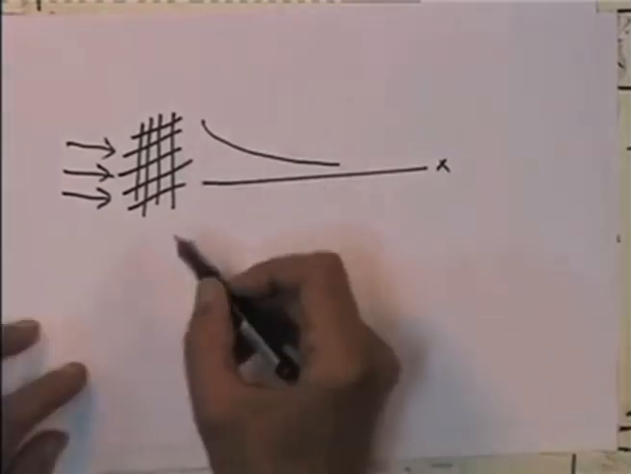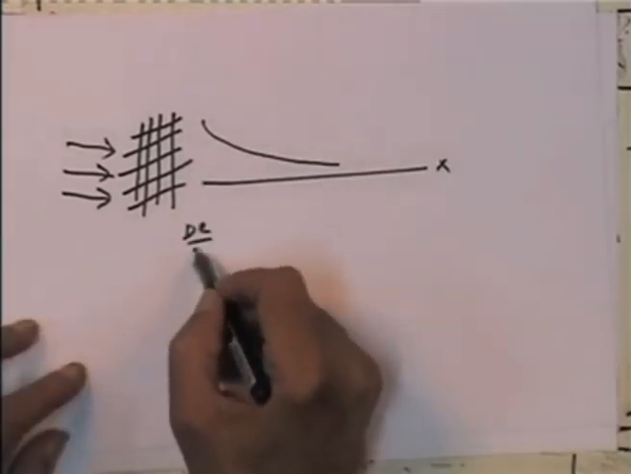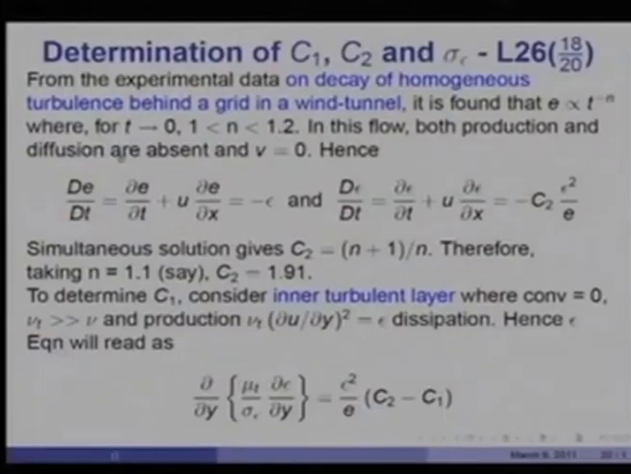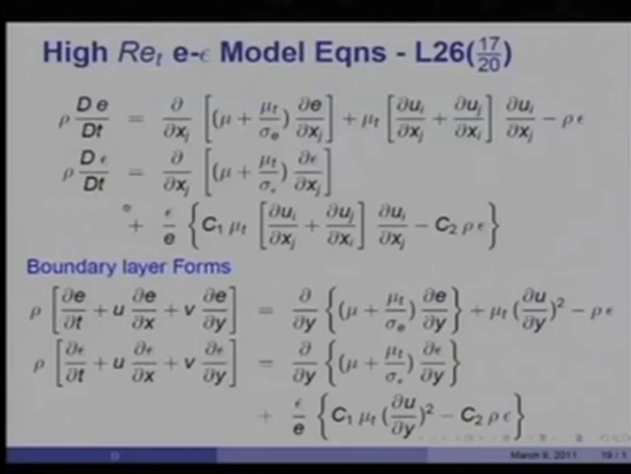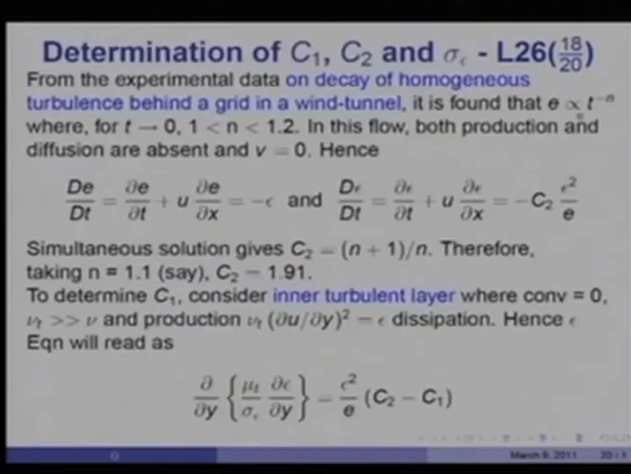If you look at dE by dt in this case, in this flow both production and diffusion are absent, and v, the normal velocity component, is 0, and therefore, dE by dt would be simply equal to minus rho epsilon. So, rate of change of energy is simply balanced by the dissipation, and that is what I have written here. And likewise, d epsilon by dt would be equal to minus C2 epsilon square by E.